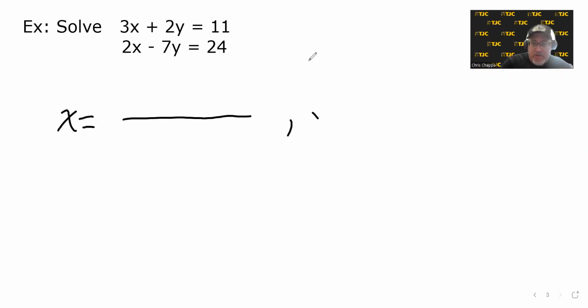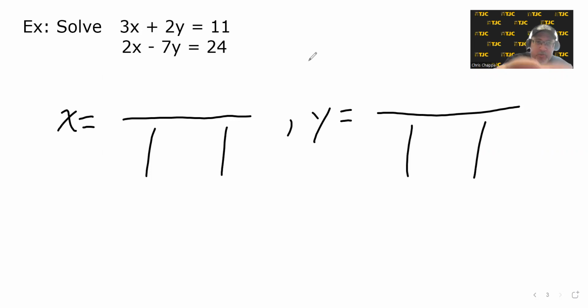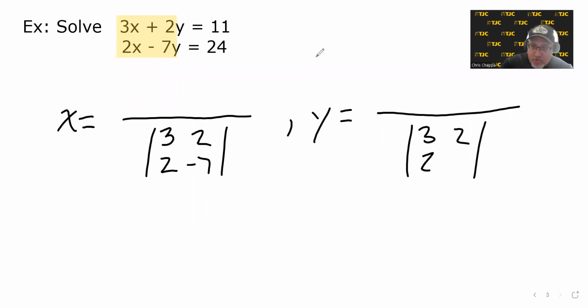All right, so we start by setting up our matrices, our determinants. I like to start with the denominators because the determinant in the denominator is literally just the coefficients of the x's and the y's. So in the denominator, my determinant will be 3, 2, 2, negative 7, which should come out the same as before.